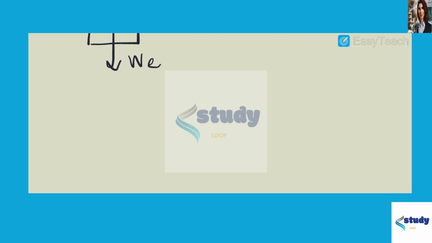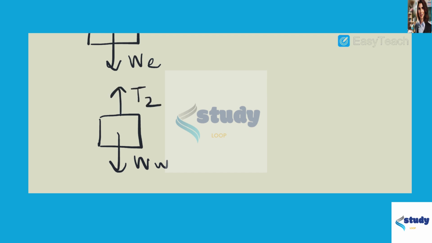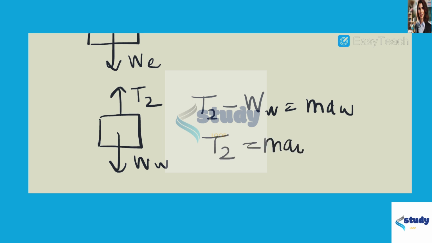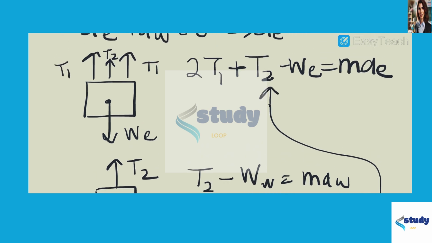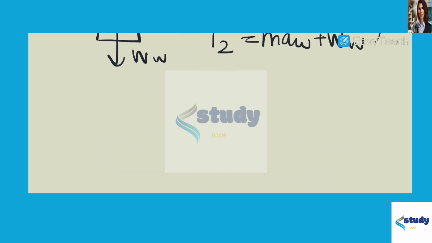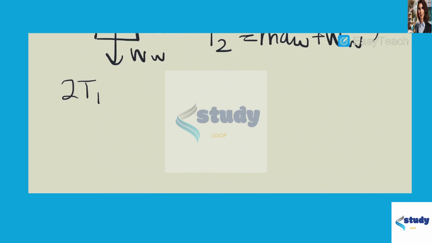Now I'm also going to draw a free body diagram for our counterweight. We have the weight, and then we have that tension T2 force. So the second law says that T2 minus WW equals MAW, and we can solve for T2 and say that T2 is equal to MAW plus the weight. This is good because we can take this and plug it in for our T2 in our elevator second law expression. What that gives us is 2T1 plus MAW plus the weight of the counterweight minus the weight of the elevator is equal to mass times acceleration of the elevator.